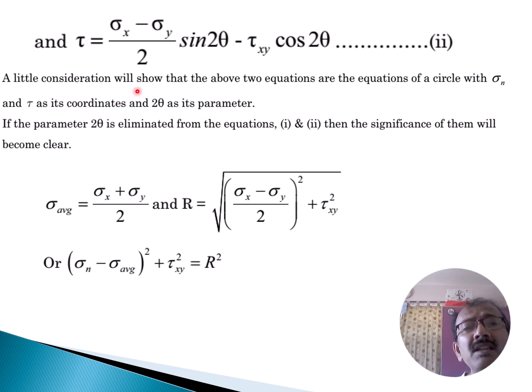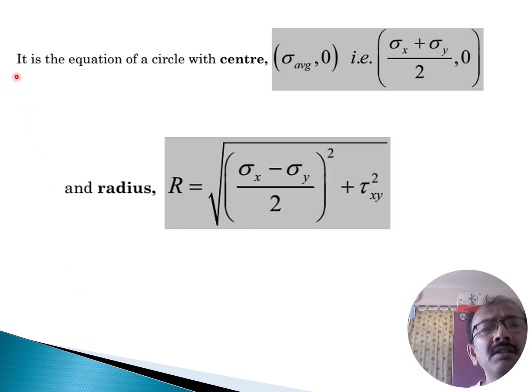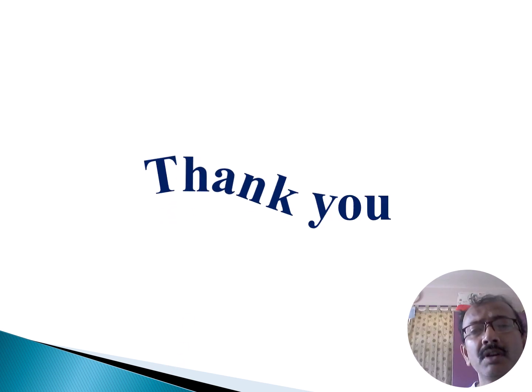So when we represent sigma and tau, there should be two axes, and 2 theta is the parameter. This is the average sigma, that is sigma x plus sigma y by 2, and this is the resultant of that. So sigma n minus sigma average, whole square, plus tau square is nothing but r square, the resultant. It is the equation of a circle with center at sigma average, 0, where the average is sigma x plus sigma y by 2, comma 0, and the radius r is root over of this. Okay, thank you very much.